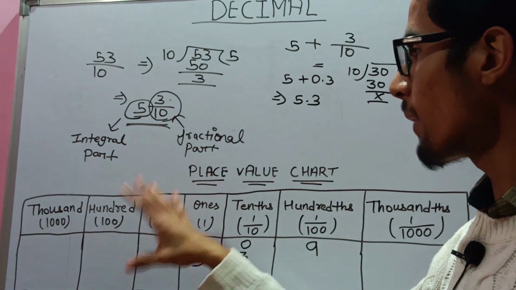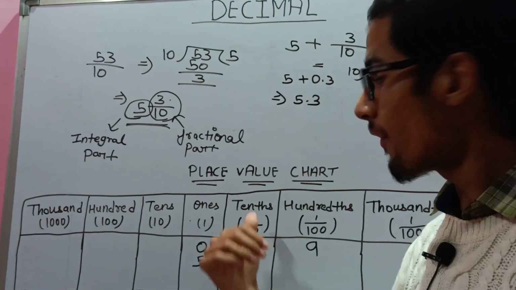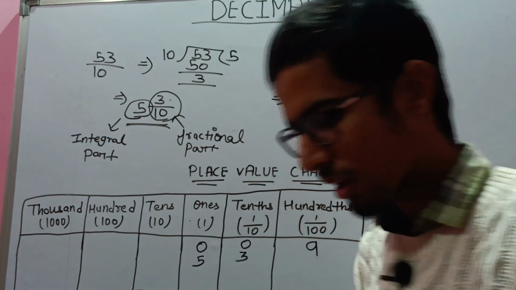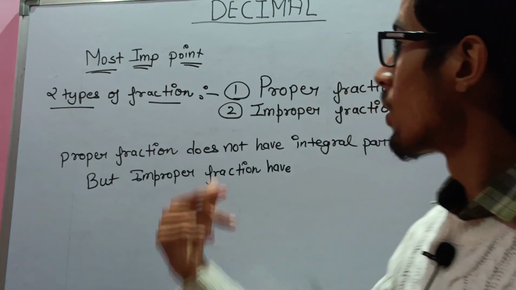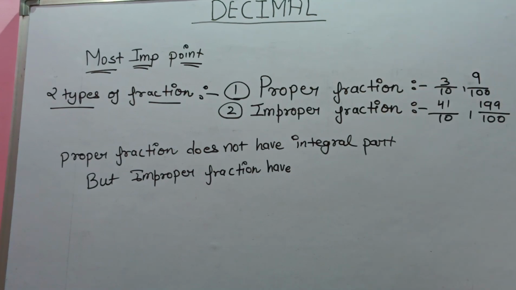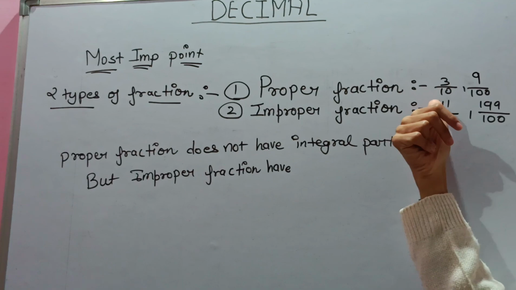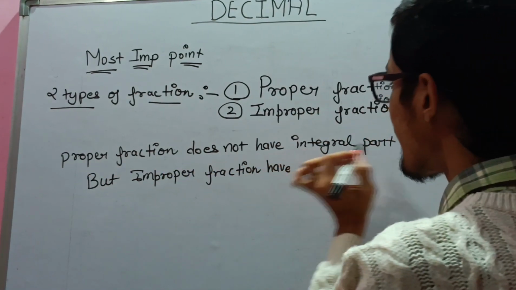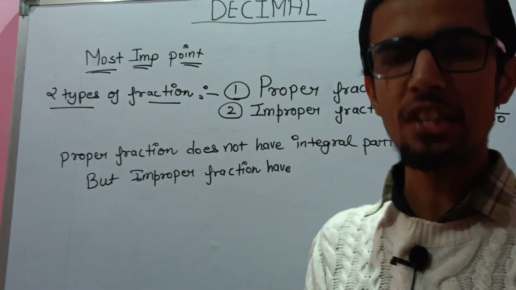So this is how we arrange the values in a place value chart: ones, tens, hundreds, thousands. We say 1 upon 10 is tenths, 1 upon 100 is hundredths, and 1 upon 1000 is thousandths. The most important point to remember is we have two types of fraction. The first one is the proper fraction, where the numerator is smaller than the denominator. And the second is the improper fraction, where the numerator is higher than the denominator. A proper fraction does not have an integral part, but the improper fraction has an integral part.